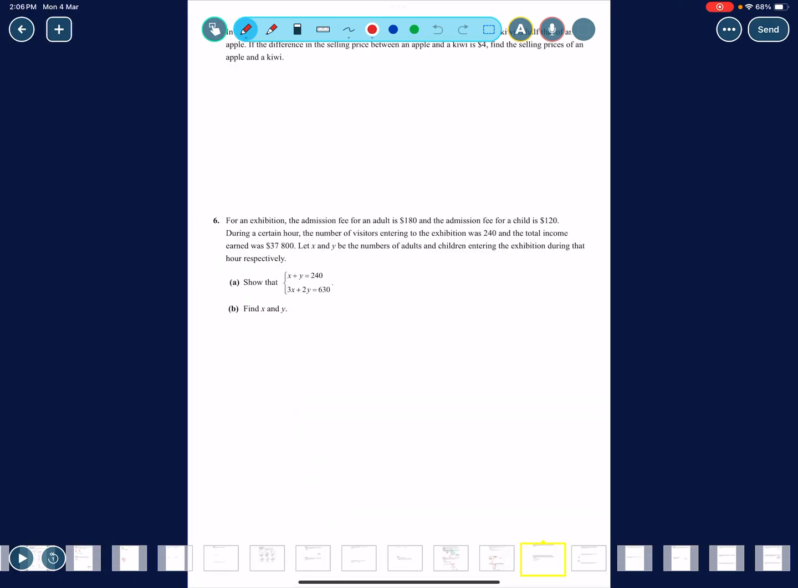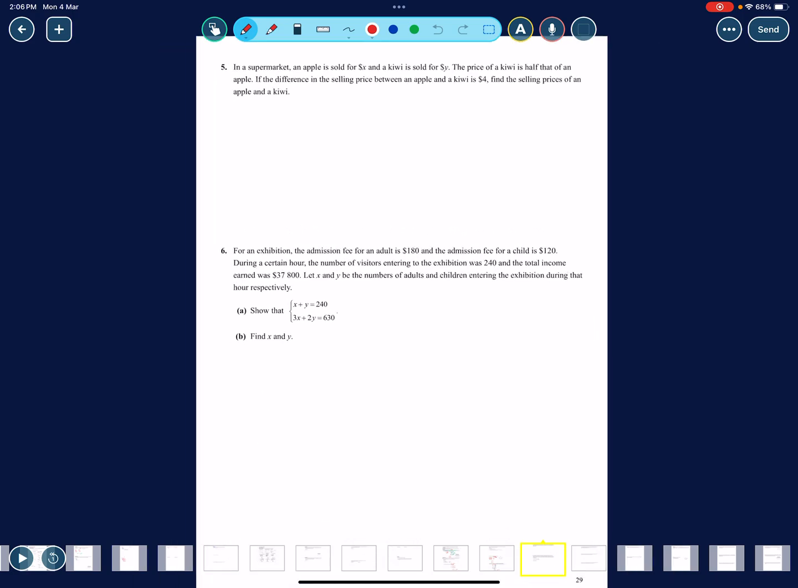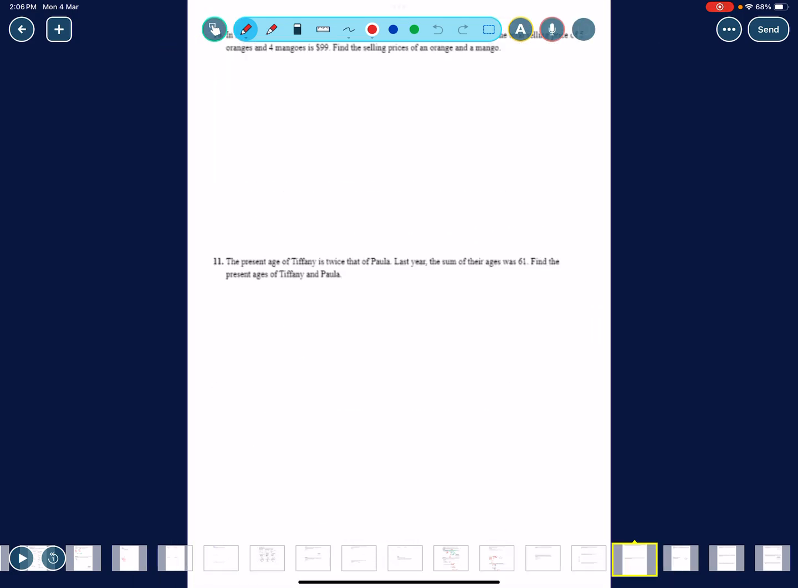Moving on. Number 5, let's try the more difficult one.